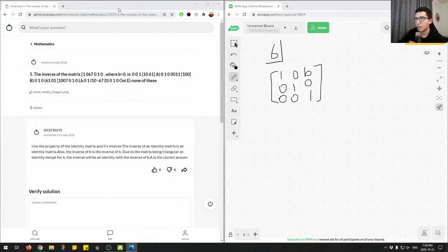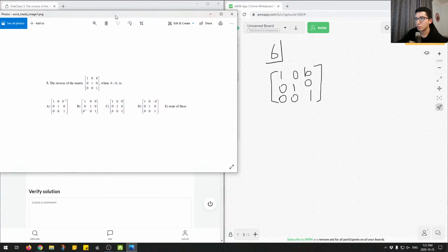And here we're asked for, we're given 5 options. So A is the inverse of this matrix, or this, or this, and we're given that b is greater than 0, or is it none of these? So we've got to figure out what is the inverse of this matrix.